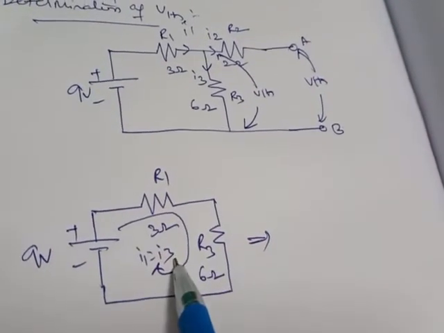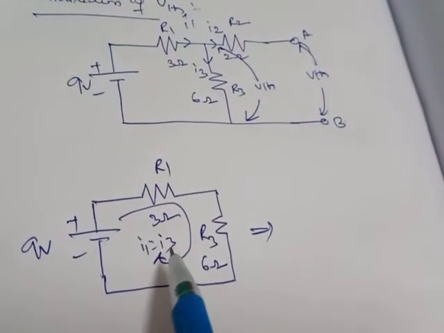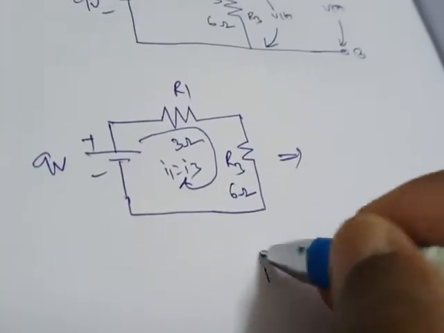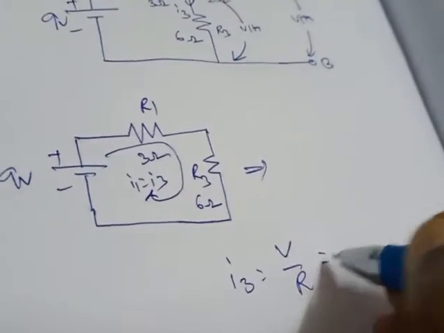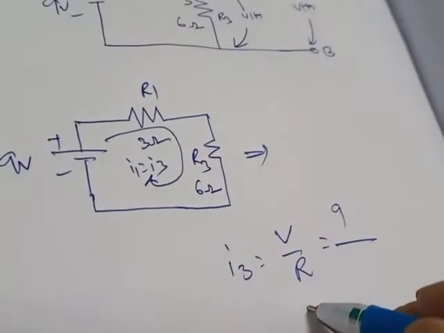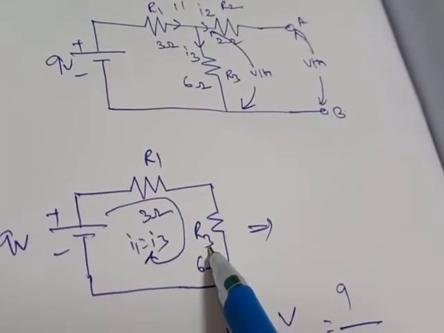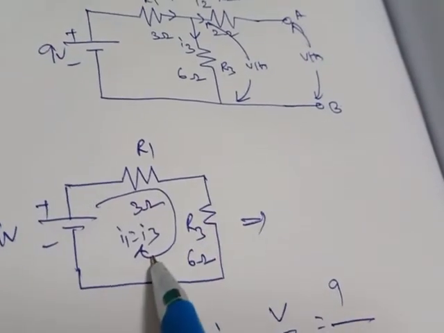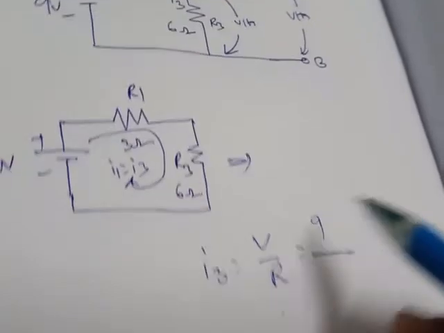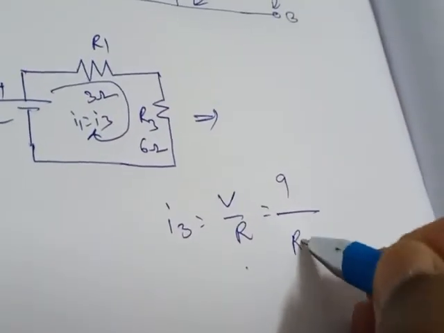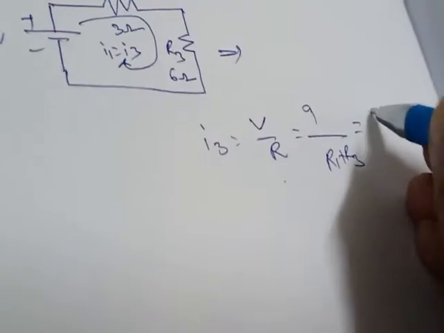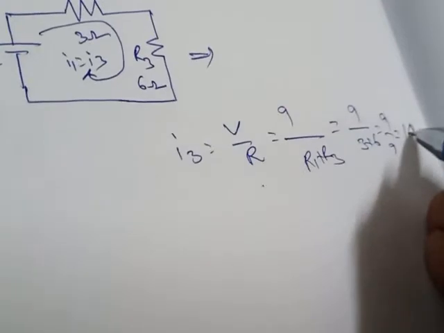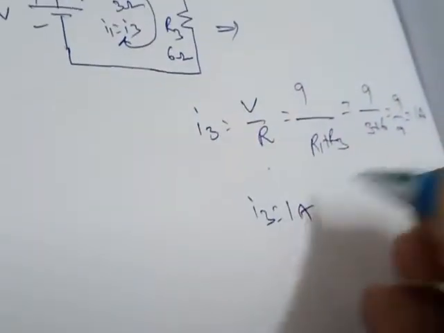Why I3 equals I1? Because both are connected in series. Current flowing in a series circuit will be the same. So from this we need to find out I3 or I1. Both are the same. So I3 equals V by R. What is the voltage? 9. What is the resistance? The current is the same in the total circuit because R1 and R3 are in series. So what will be the total resistance? That is R1 plus R3. That is 9 by 3 plus 6, that is 9 by 9 equals 1 amp. Therefore I3 equals 1 amp.